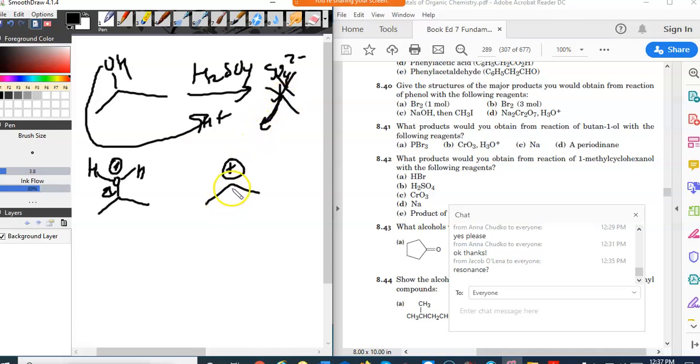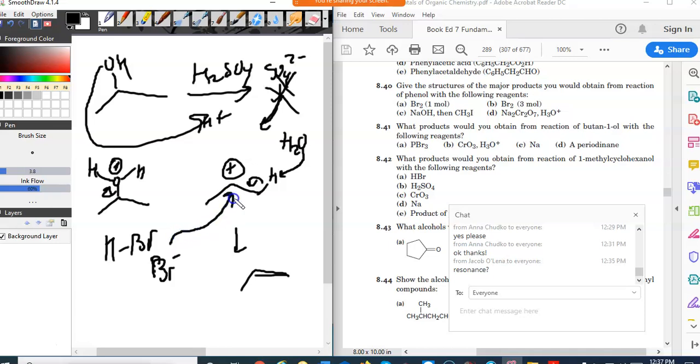At this point, I have a plus charge, and all I have in here is water. And water, it could add into here, but it reforms the alcohol. So basically, at this point, the only choice it has is to pluck off one of these hydrogens and eliminate and form a double bond. Where in the HBr case, we have a Br minus swimming around. That can act as a nucleophile and add in there and form a bromine.